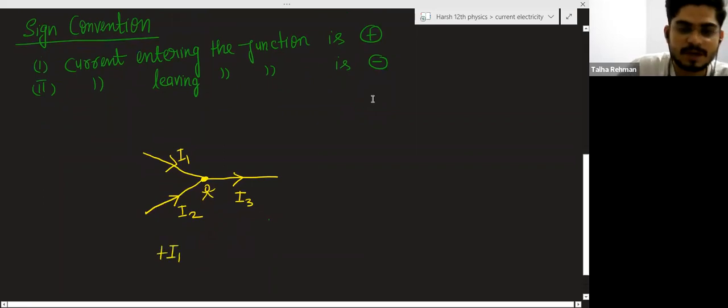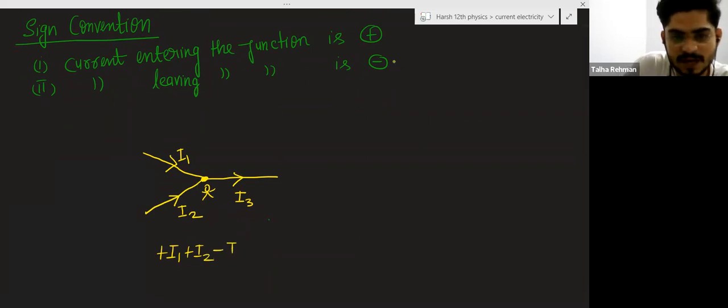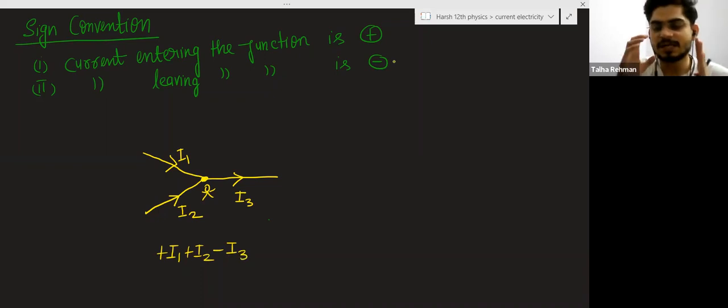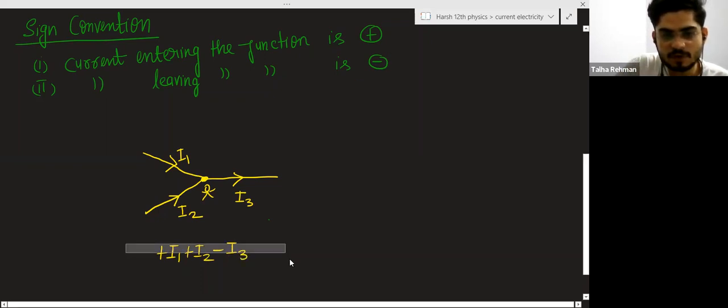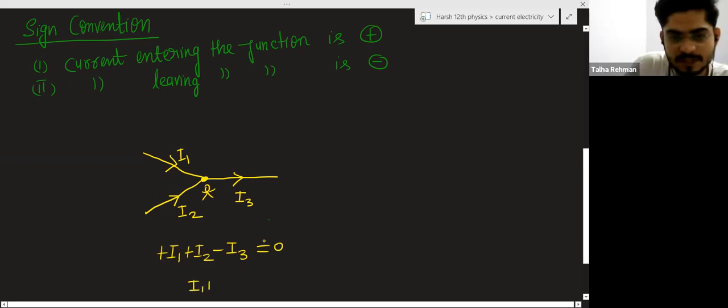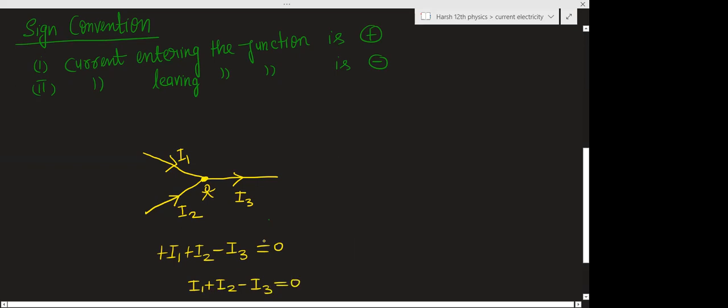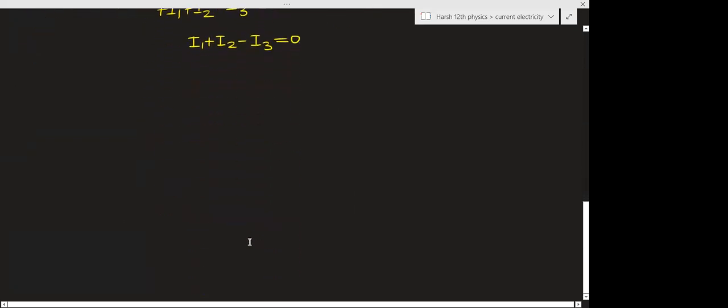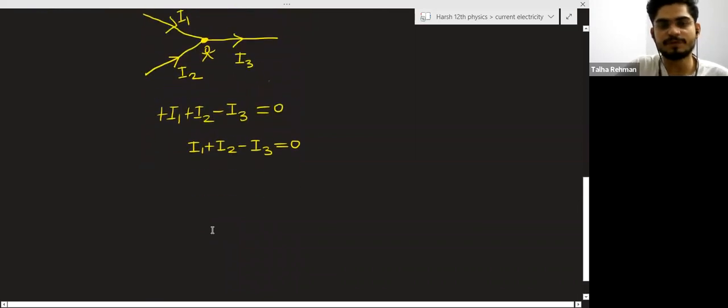And for this you will take plus I2. And what will you take for this? Because this is leaving, you will take negative. So here you will write minus I3, and this is the algebraic sum of current at the junction, and this is equal to 0. So I1 plus I2 minus I3 is equal to 0. This is the thing you have to remember.